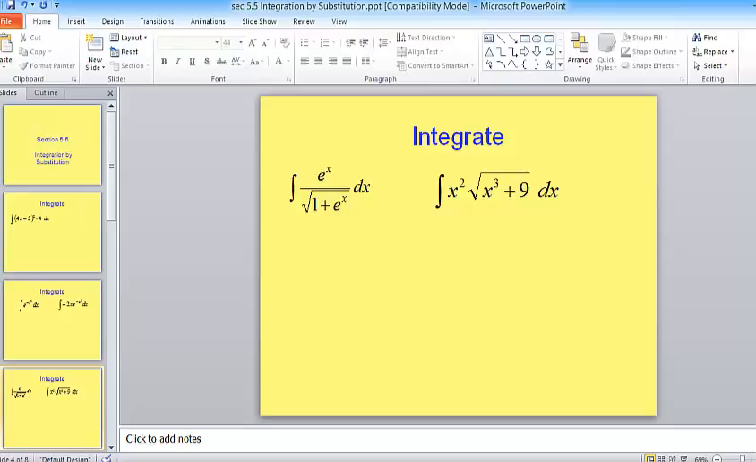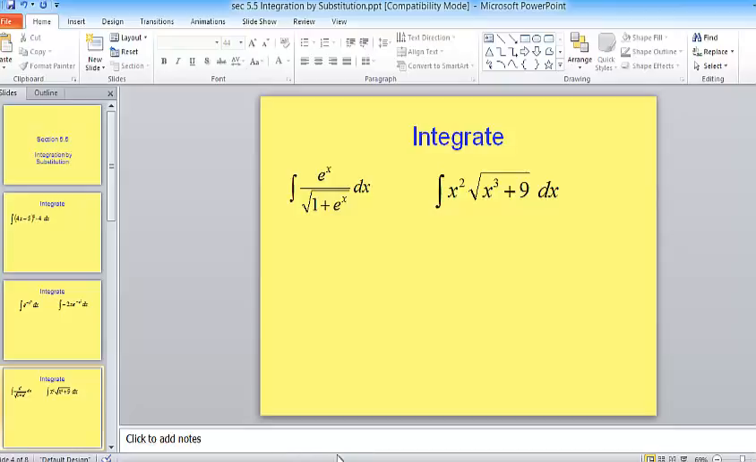All right. That first one, e to the x over the square root of 1 plus e to the x. You know, this is really a chapter 7 problem because you guys don't know what the derivative of e to the x is, do you? Oh, well, I guess you do. All right. And then the other one, antiderivative of x squared, square root of x cubed plus 9 dx.